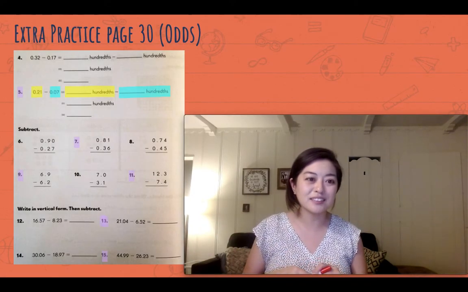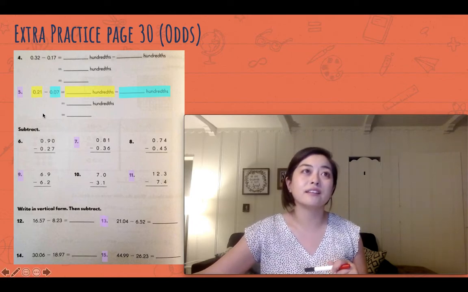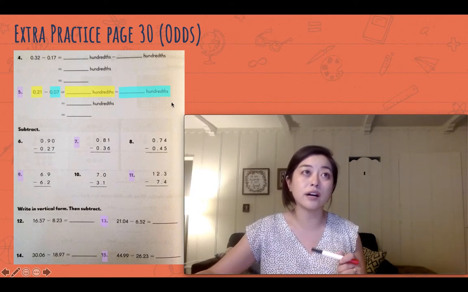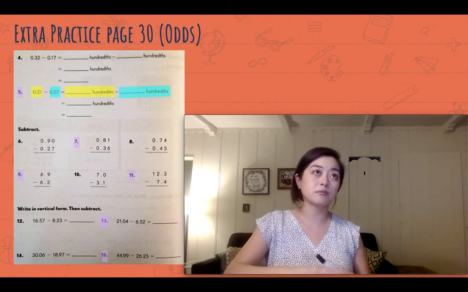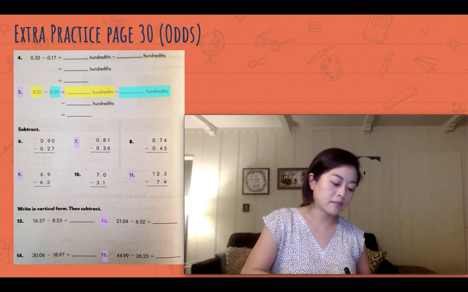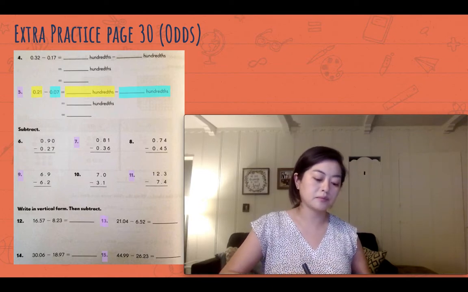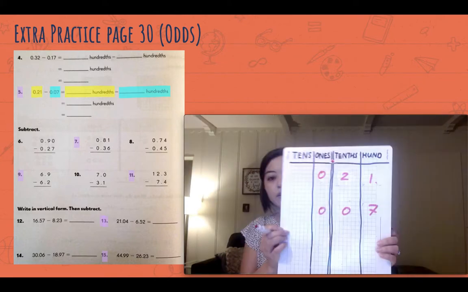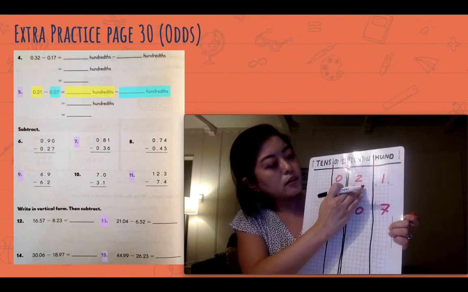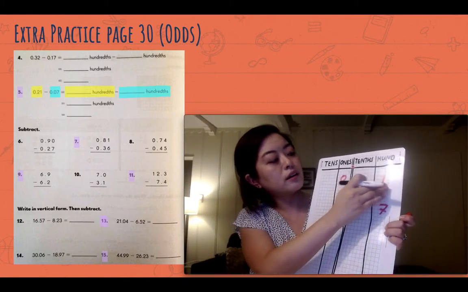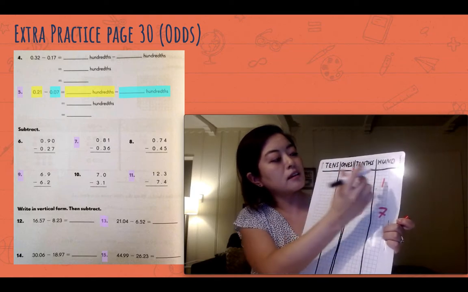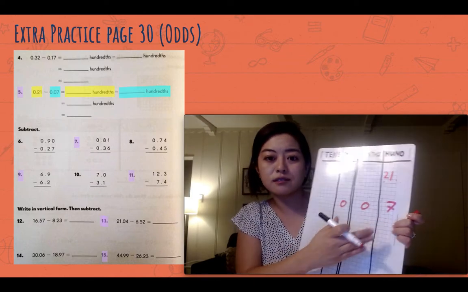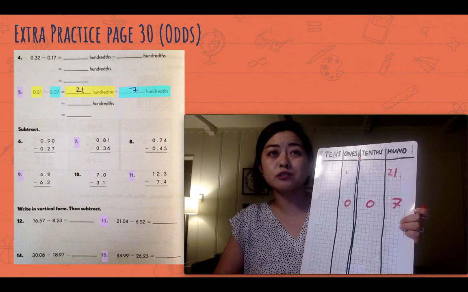Okay, you're ready. So let's take a look at number 5. It looks like they want us to write this number as hundredths and this number as hundredths as well, okay? So I'm going to just put those decimal points in my place value column, my place value chart, I mean. Okay, so I wrote it like this, okay? So for this one here, 0.21, this is actually the same thing as saying just 21 hundredths, right? And for here, oh, it's just 7 hundredths. Nice, okay? So it's 21 hundredths minus 7 hundredths.